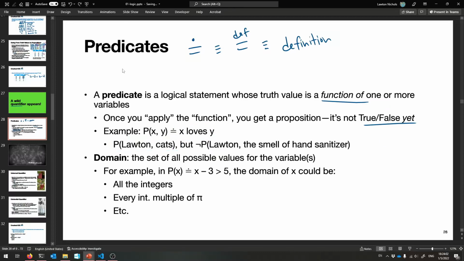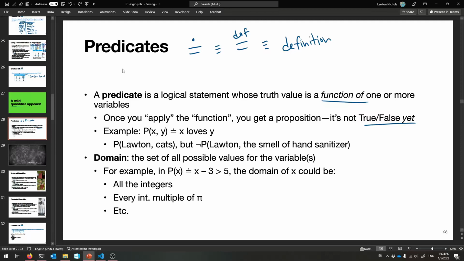Because I love cats. And I can be x and cats can be y. And then it becomes Lawton loves cats. And that is a true statement. But it's not true that I like the smell of hand sanitizer, which is very unfortunate during the pandemic. That's a false statement, right? So P of Lawton and that is false. So the negation is true, yeah?